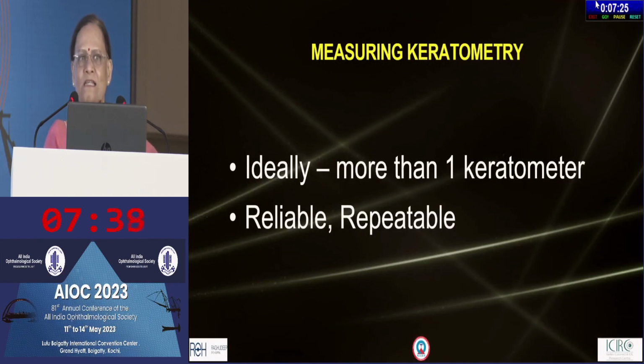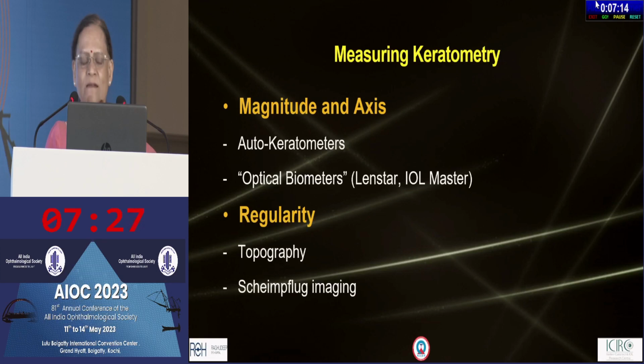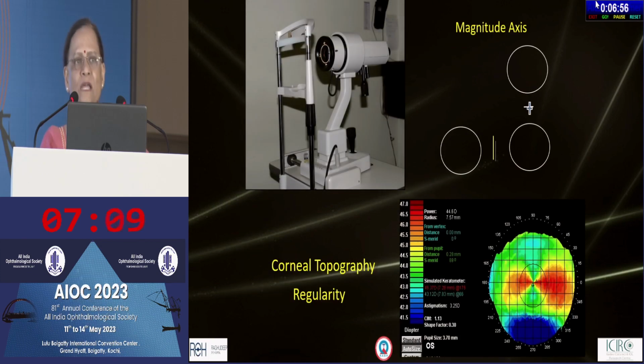Ideally, while measuring the keratometry, which is perhaps the most important part of the biometry, more than one keratometer should be used, and at least 2 keratometry readings which are repeatable and reliable should be done. Because we know that all pterygia induce some kind of astigmatism. So we want to know the magnitude and the axis of the astigmatism. We want to know the regularity. So in addition to the 2 keratometers, we should do a topography as well, if not a Scheimpflug imaging.